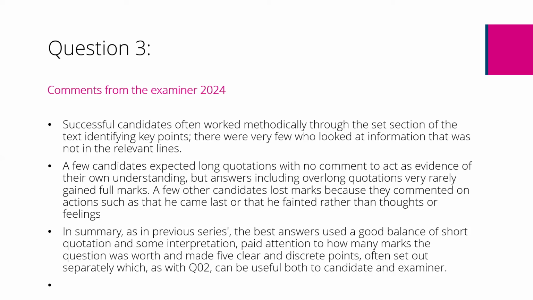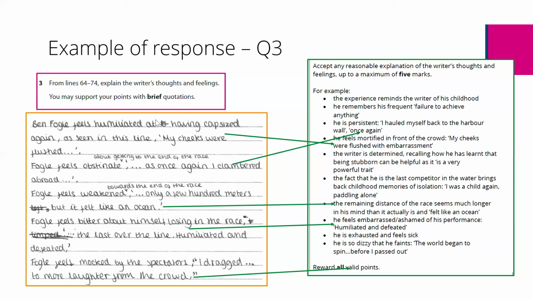So we can see now a response. And the question here was from lines 64 to 74. Explain the writer's thoughts and feelings. You may support your points with brief quotations. So these 5 points have been clearly set out. We can see again the arrows pointing to the relevant parts of the mark scheme.